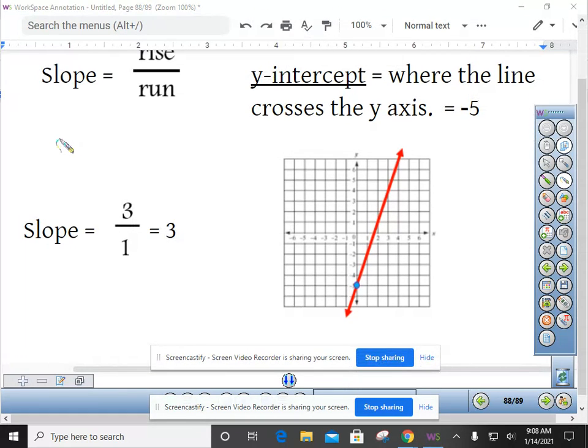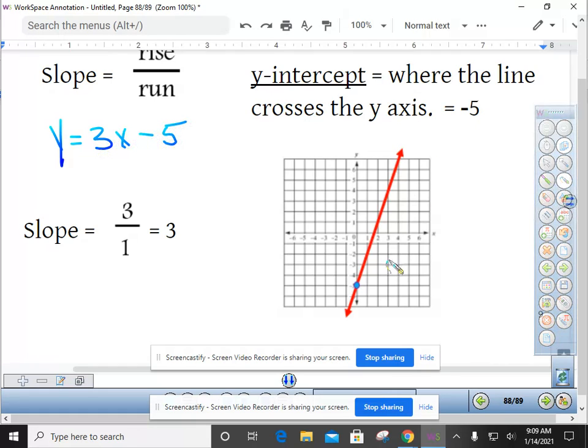Keep your pencils down. What was it? Y equals 3x minus 5? Yeah. So as you see here, I graphed negative 5 on the plane. I just put a dot right there, right? What was my slope? 3. But slope is always in fraction form. So how do I make 3 a fraction? 3 over 1.